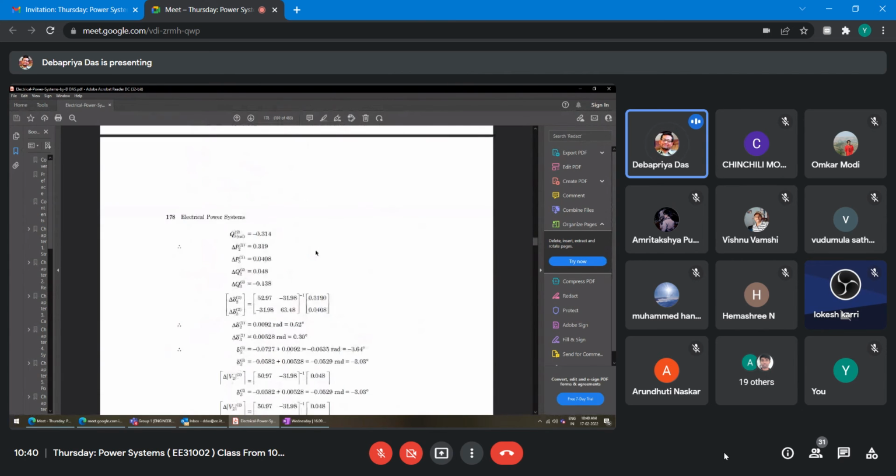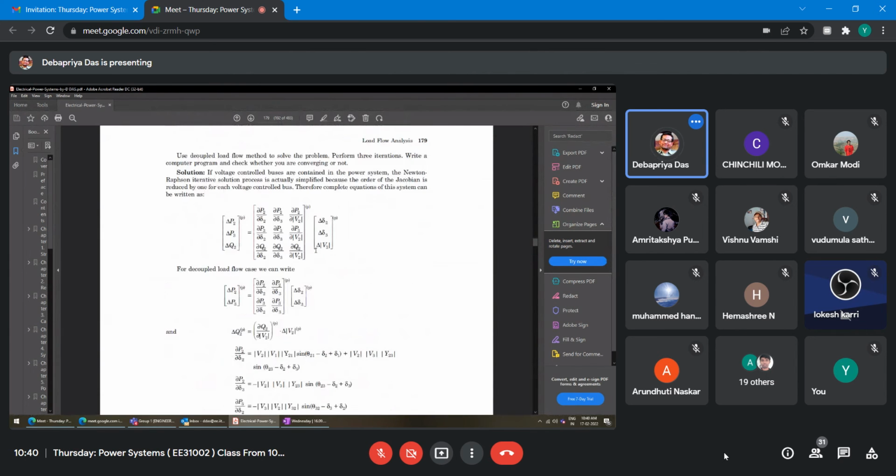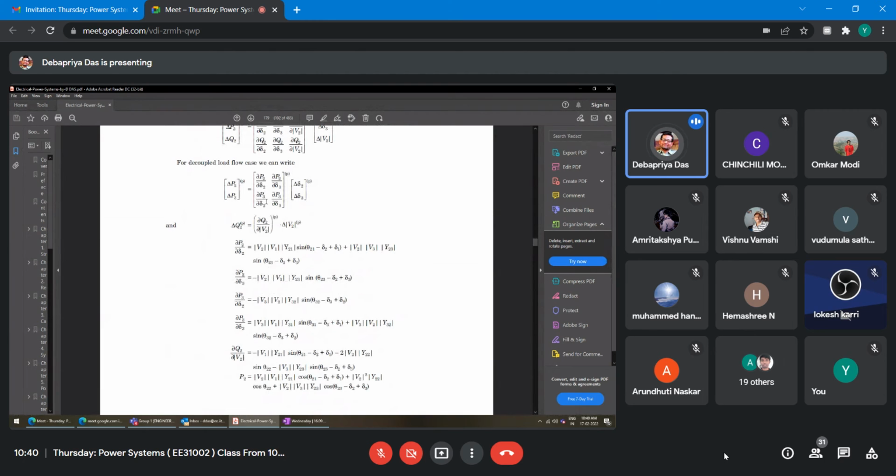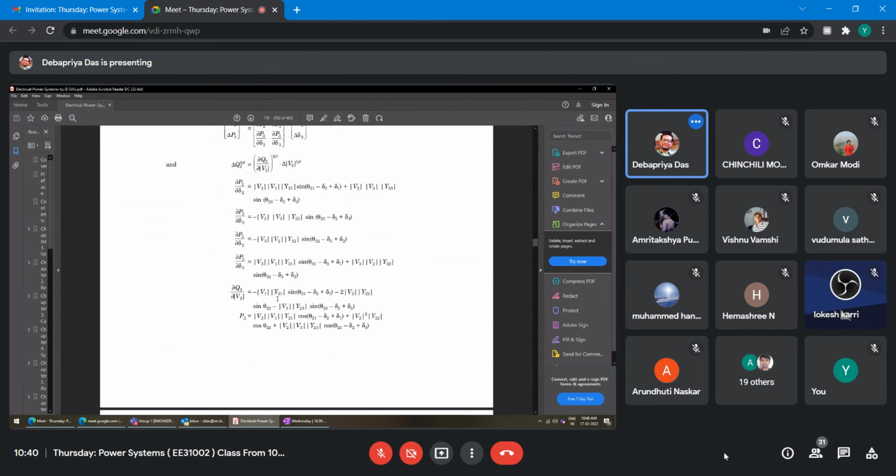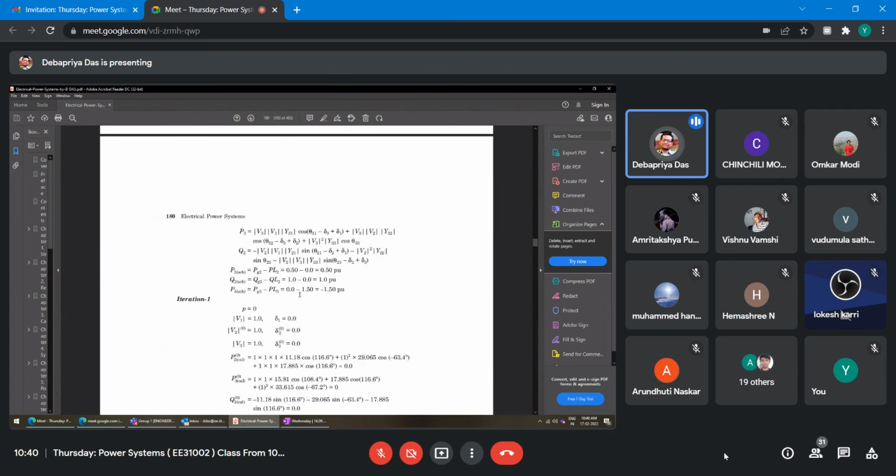Right? So here it is. All the derivatives that are needed, you compute. Only this derivative, right? You compute, and these are all the derivatives you computed. After this, all the data given here, you compute. It is not the same data as before. The scheduled value Pg2 minus PL2 is this much. The Q2 scheduled value is Qg2 minus QL2.